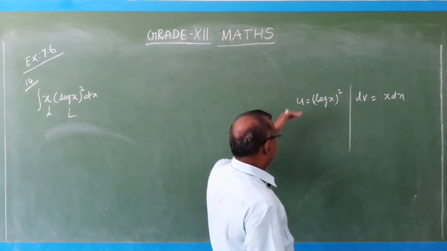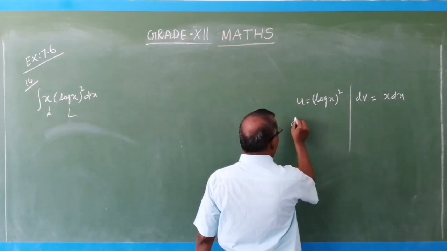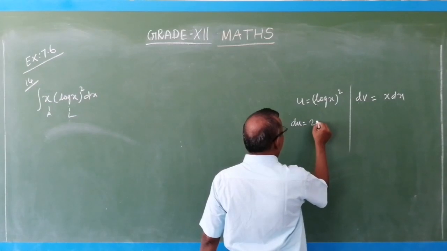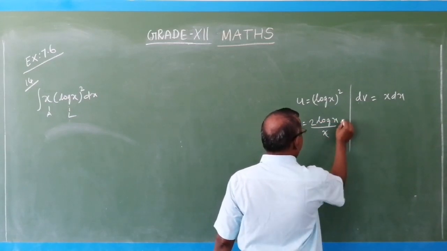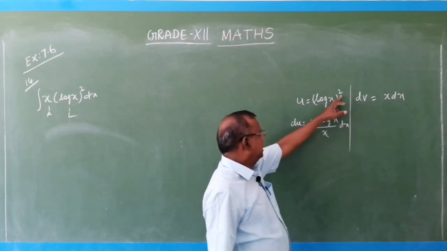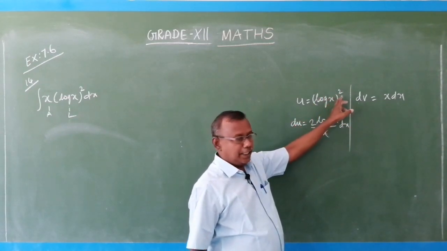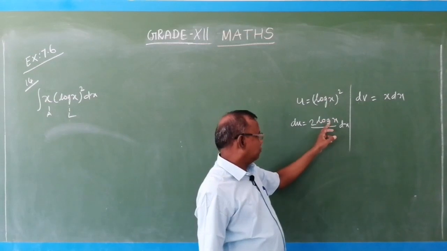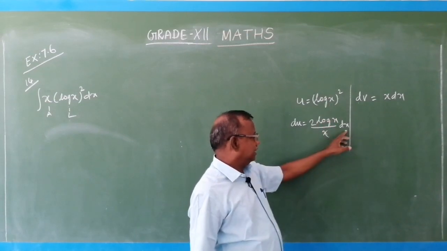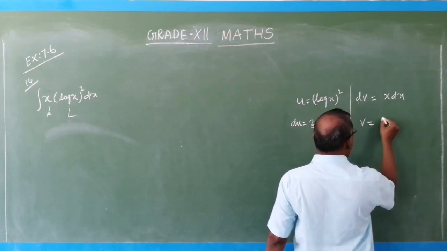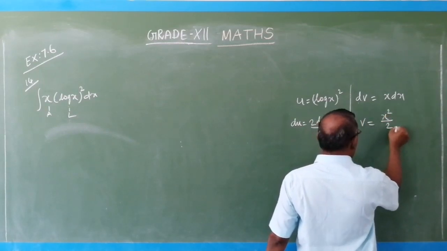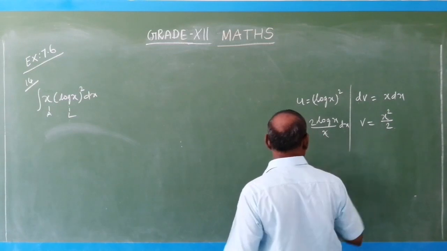We have to differentiate u to find du. So du equals 2 log x divided by x into dx, that is, differentiating log x whole square gives 2 log x, and differentiating log x gives 1 by x, so the denominator becomes x, and then dx. Integrating dv we get v, so x dx gives x square by 2.